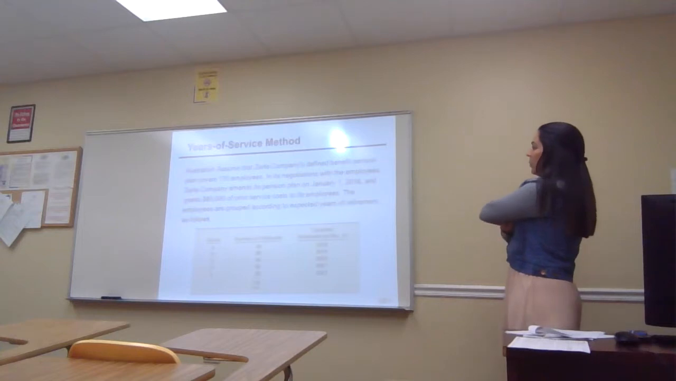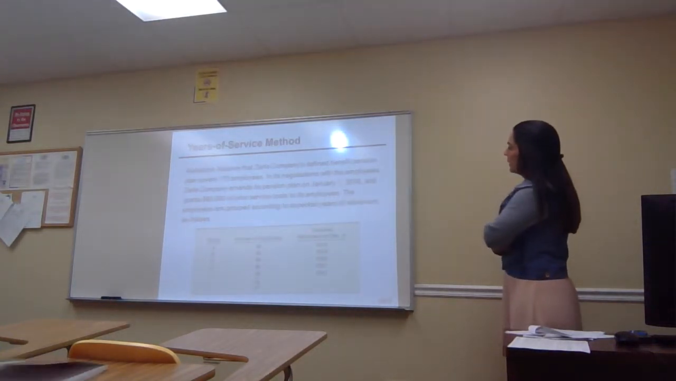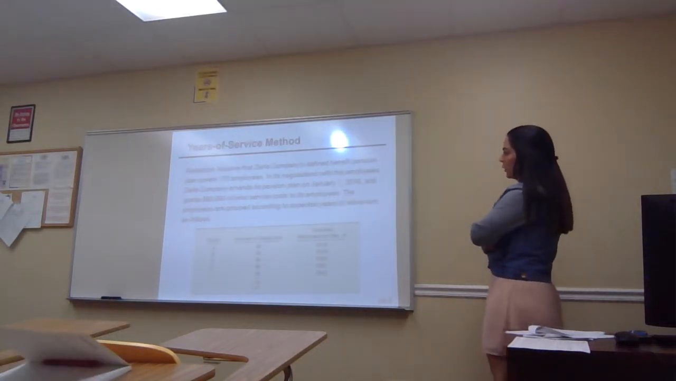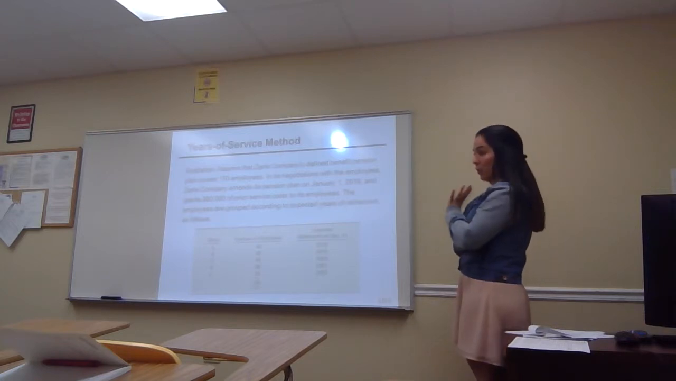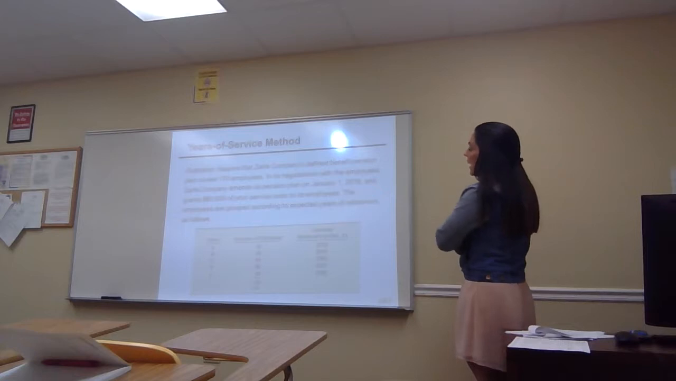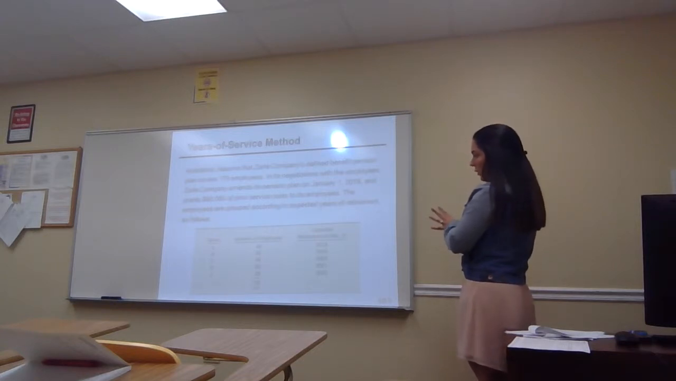So this would be an example. Assume that Zardi Company's defined benefit pension plan covers 170 employees. In its negotiation with the employees, Zardi Company amends its pension plan on January 1st, 2018. So they're amending it, they're making changes to the plan, and grants $80,000 of prior service costs to its employees. So with this amendment, now they're going to give them $80,000 of prior service costs.